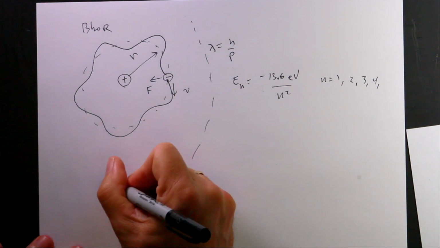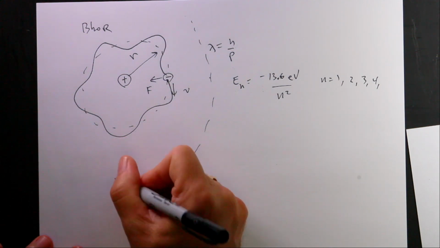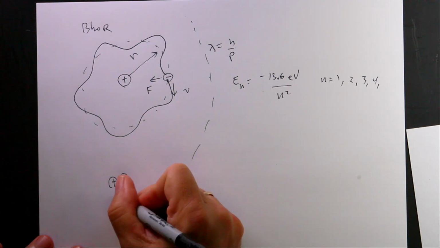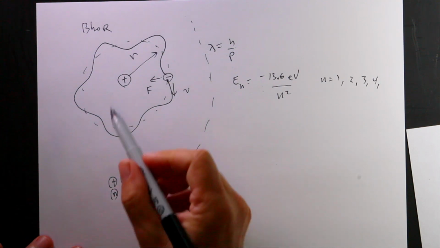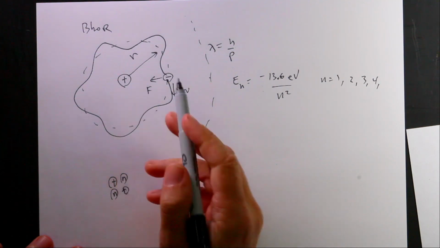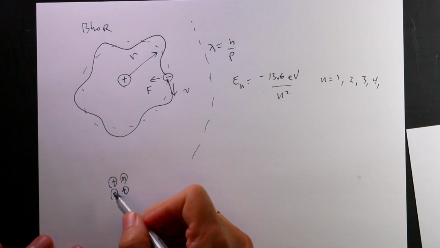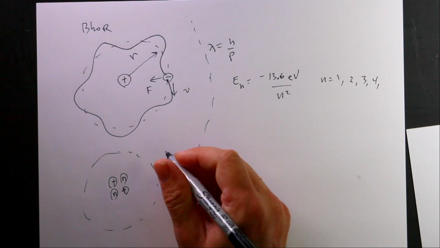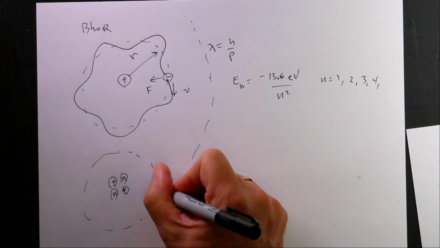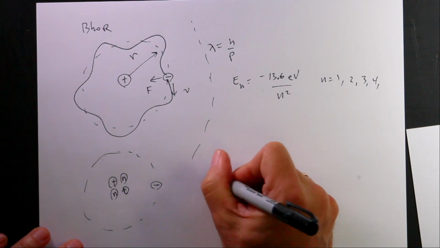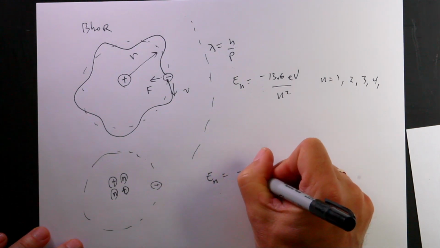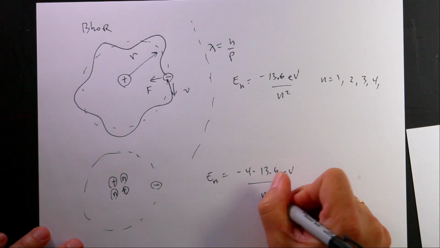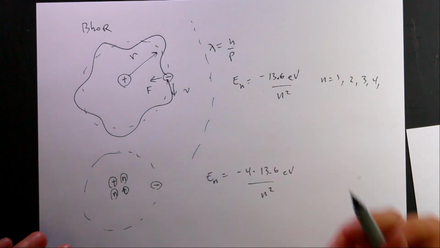If you change this to helium, helium looks like this. There's a proton, there's a neutron, there's another proton, and there's another neutron. So instead of a single proton in the nucleus, we have 4 particles, but the neutrons are neutral. And if I have an ionized helium, so there's only one electron, then it has energy levels that look like this. It's just negative 4 times 13.6 electron volts over n squared. Okay, and this is in electron volts as a unit of energy.